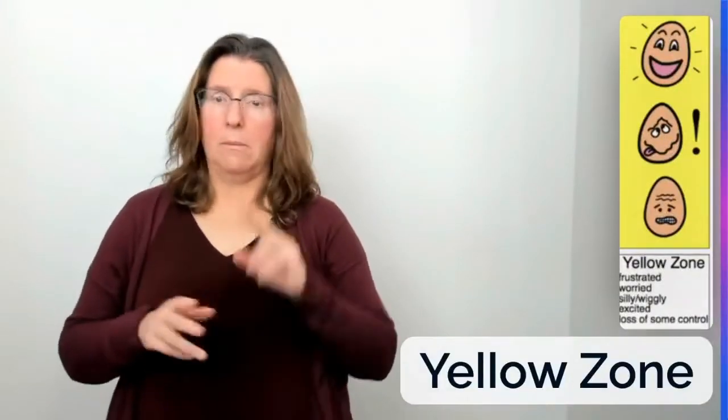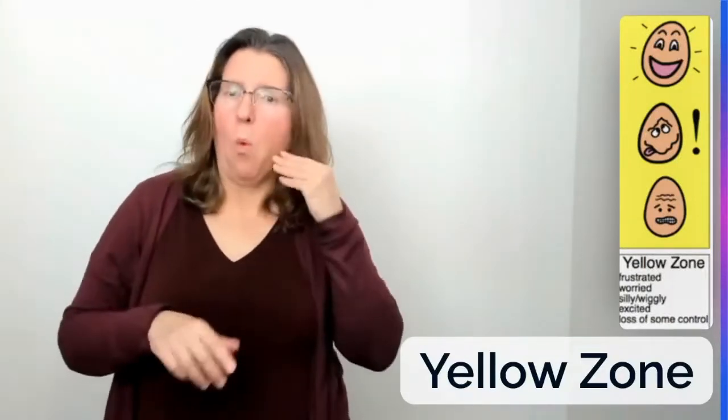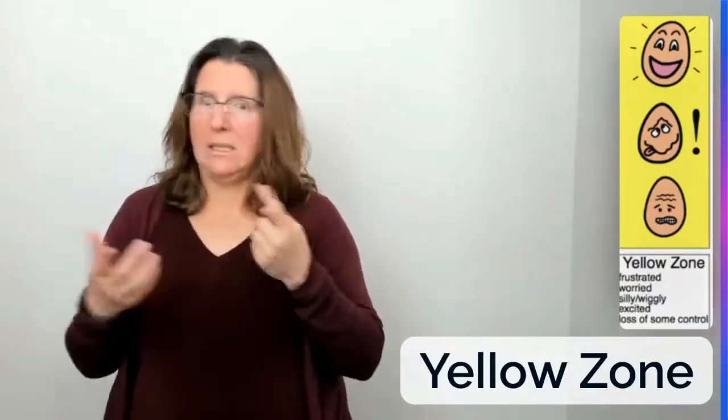The yellow zone describes students who may be worried about what happened at home or upset about problems with friends or excited about the weekend. Students who feel a loss of control, acting out of sorts, also fall into this zone.